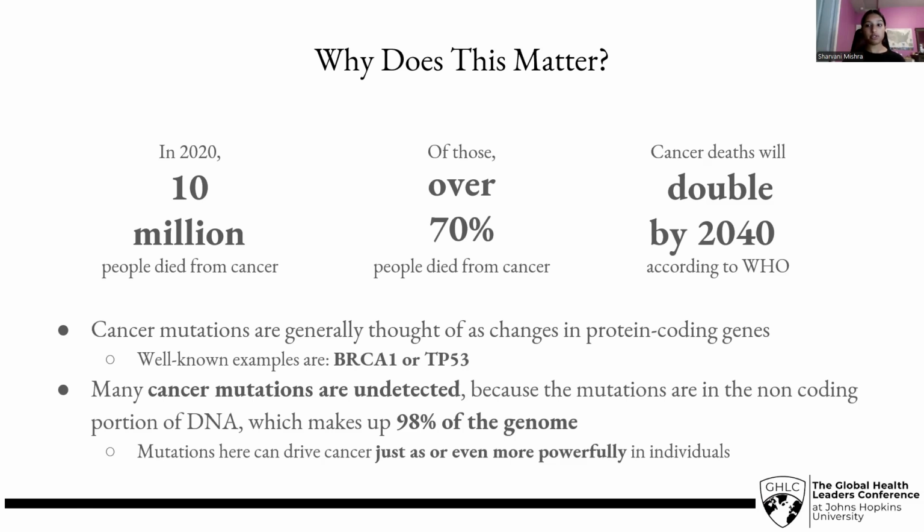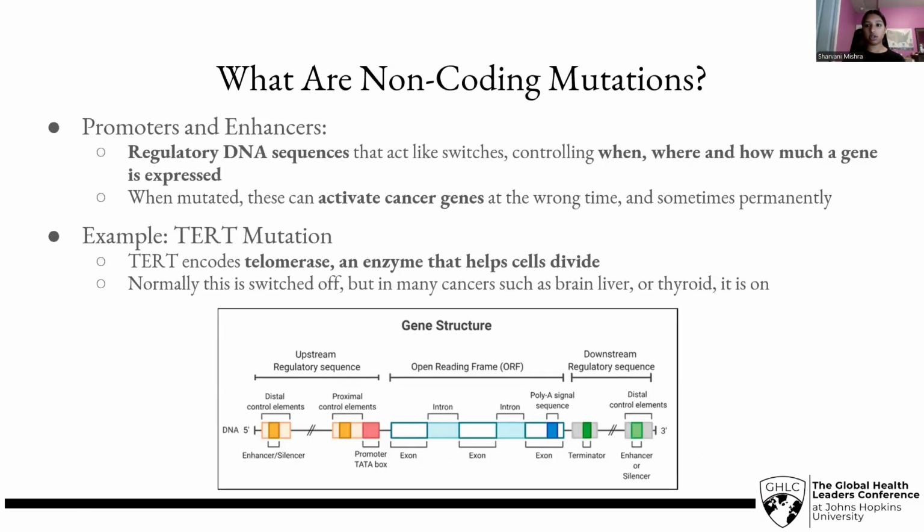We often think of cancer mutations as changes in protein coding genes like BRCA1 or TP53, but those only make up about 2% of our genome. The other 98% was once dismissed as junk DNA, but is now known as non-coding DNA that controls when and how genes are expressed. Mutations in these regions, like promoters or enhancers, can activate oncogenes, silence tumor suppressors, and drive cancer just as powerfully as mutations in coding regions. Let's take a closer look.